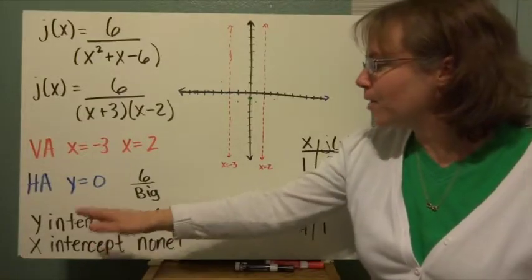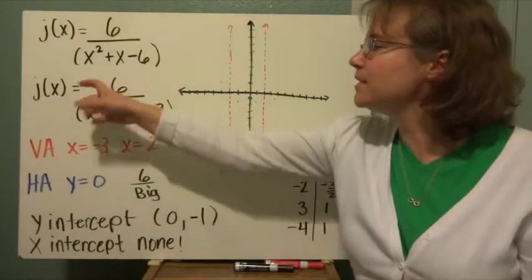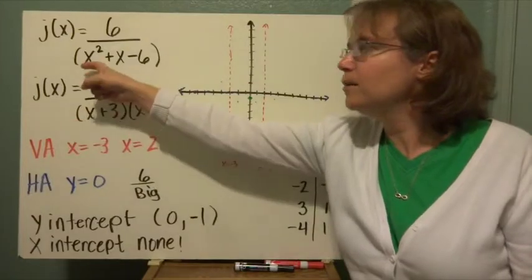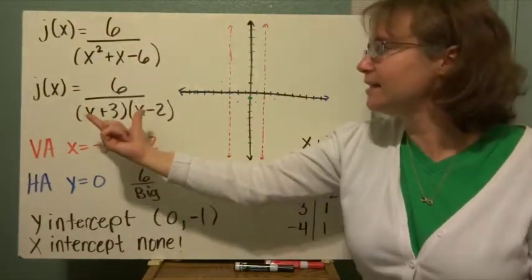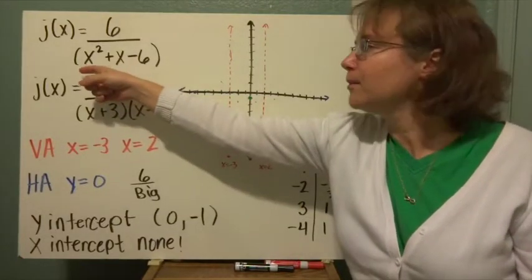So I'm going to check for my y-intercept, and to do that I set x equal to 0. Now I can use either this one or this one. It doesn't really matter. They're just different forms of j of x. They're exactly the same. I'm going to choose this one. It's a little bit easier.